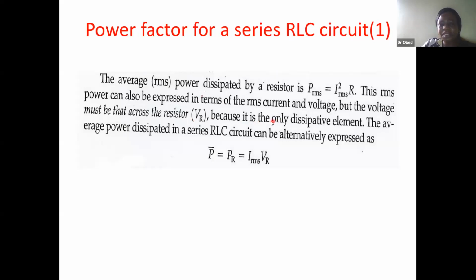Because it is the only dissipative element. So the average power dissipated in a series RLC circuit can be alternatively expressed as P, average power, equals I_RMS times VR. That's the voltage across the resistor.